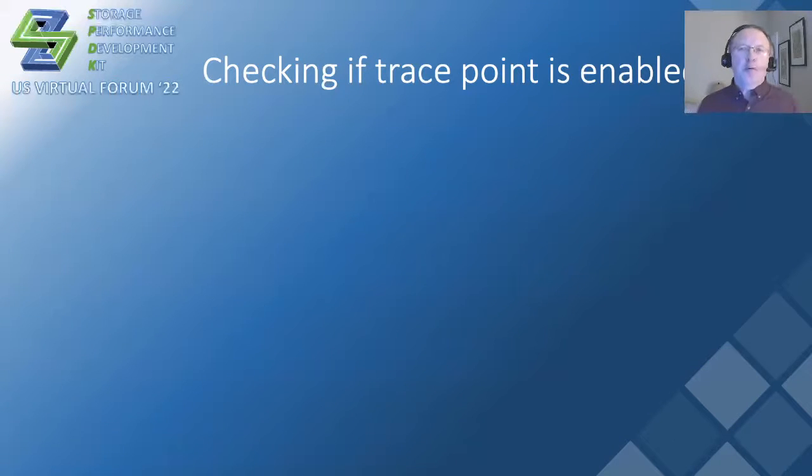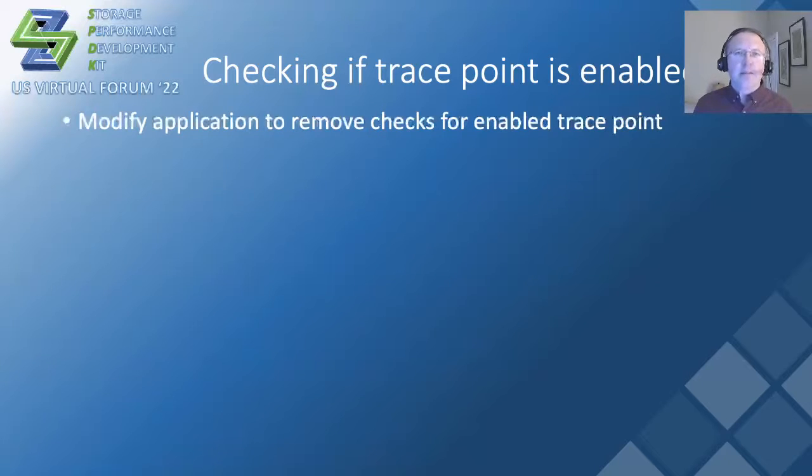Okay, so we talked about those two performance vectors that we're concerned about. The first one is how much overhead do we have just compiling in the support for trace points into the SPDK application. You actually have to modify the application source code to do this test, because it's always enabled. There's no way to disable it today. So I modified the application to remove the checks for the enabled trace point. Every time we have an SPDK trace point call in the code, we check to see if it's enabled. I just removed that check and ran some comparisons with the baseline code base.